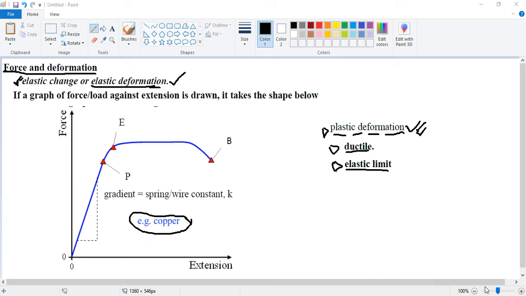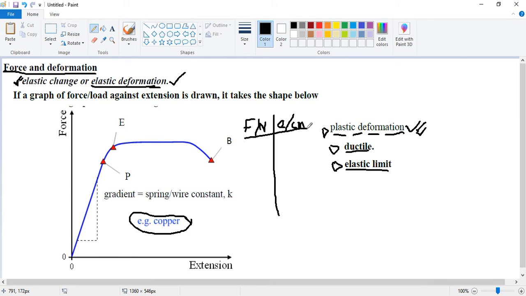So what am I trying to say here? Suppose you were to plot a graph, assuming you were adding loads onto the material. Let me call the load F, in newtons, for example. And you are trying to obtain the extension. Remember, extension in this case is the new length minus the original length. Let me say you obtain the extension in centimeters.